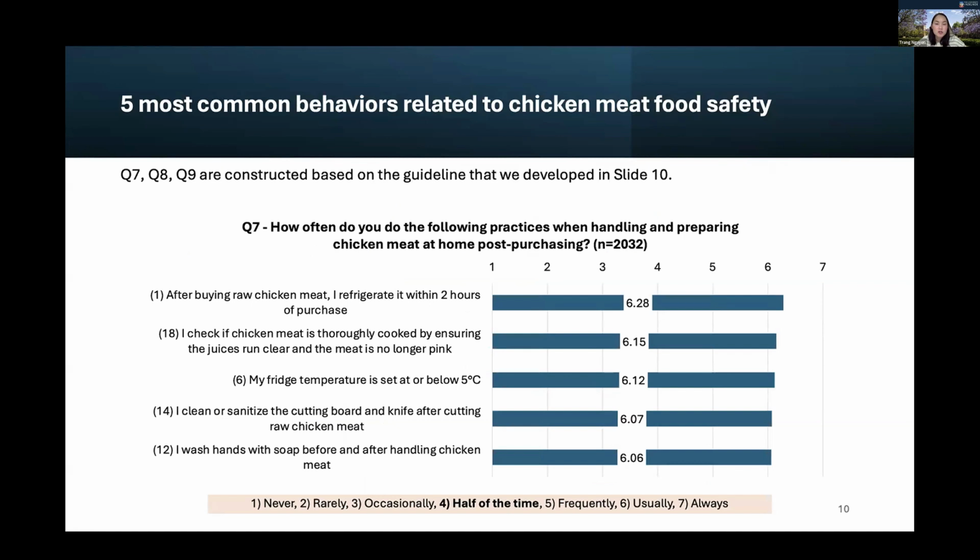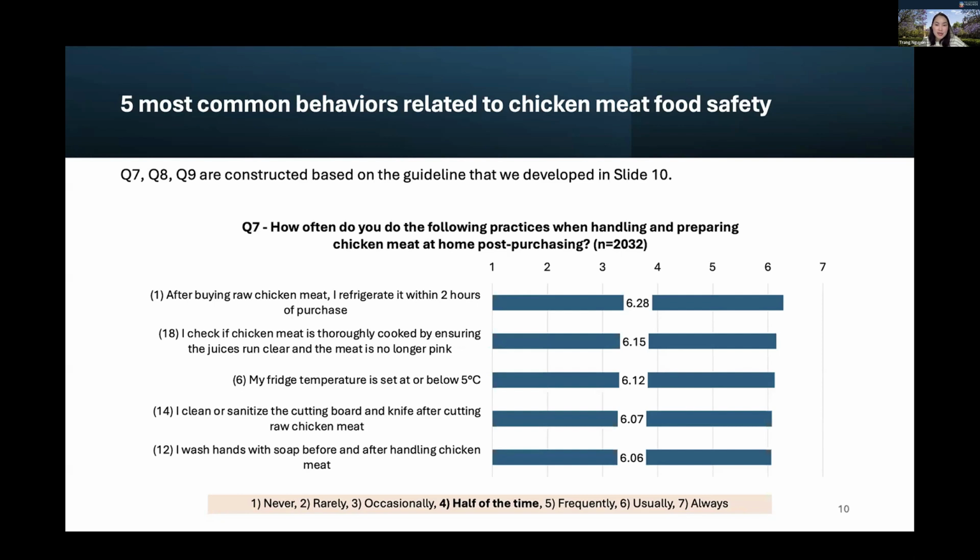In the first set of questions related to food safety, we asked about chicken meat handling practices. The question is, how often do you do the following practices when handling and preparing chicken meat at home post-purchasing? We've got 21 statements for this question, and here we've got the 5 most common behaviors related to chicken meat food safety. We ask them how often and let them answer on a scale of 1 to 7, where 1 is never and 7 is always, and the halfway point is number 4, half of the time. So we've seen here, this is an average score, so it would be interpreted as an average person in our sample.